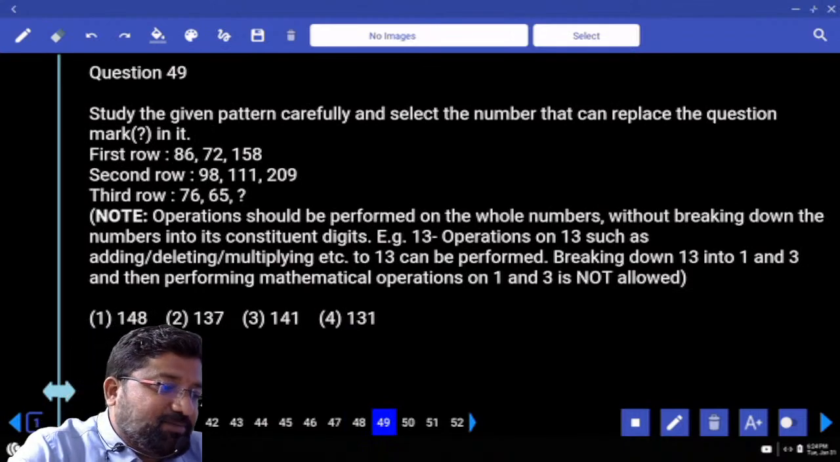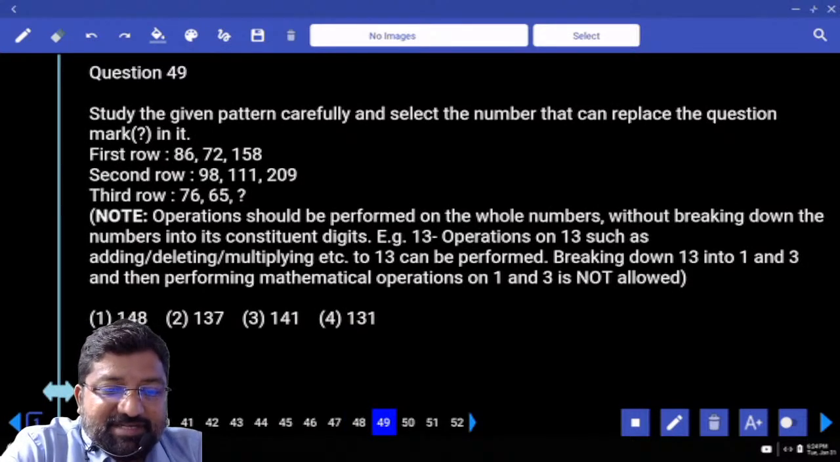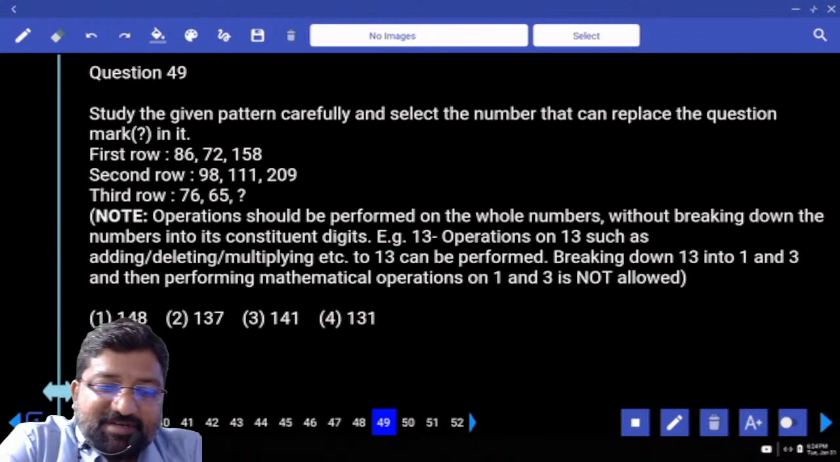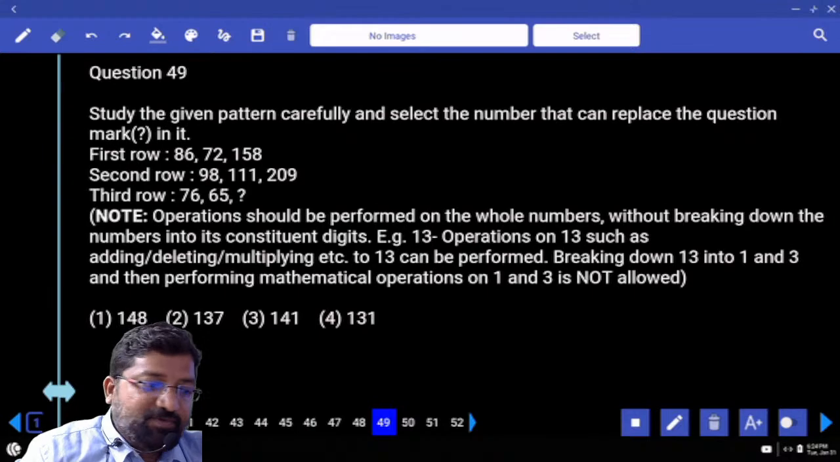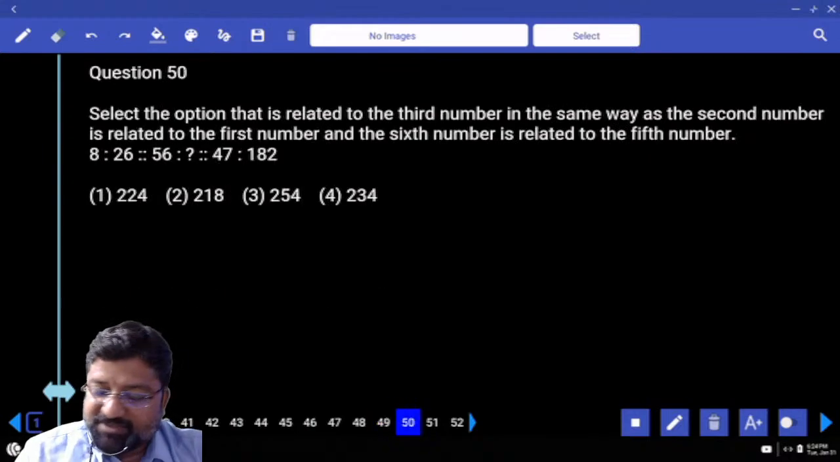This is pretty easy. Come on. కదా? 86 plus 72, 158. 98 plus 111, 209. 76 plus 65. How much is this? Amma? 141. Last question.